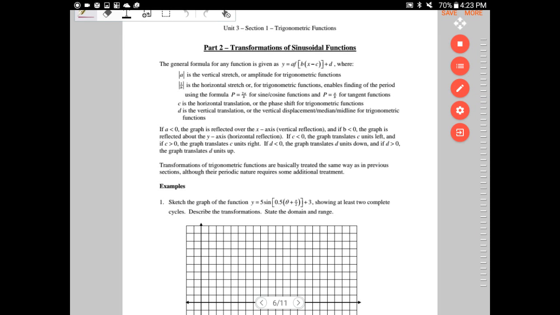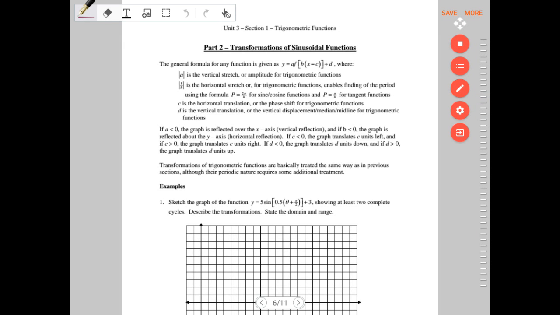Part 2. Transformations of sinusoidal functions. The general formula for any function is given as y equals a f of b x minus c plus d, where the absolute value of a is the vertical stretch, but it's called the amplitude for trig functions. 1 over b is the horizontal stretch, or again for trig functions, enables finding of the period using the formula p equals 2 pi over b for sine-cosine functions, and p equals pi over b for tangent functions.